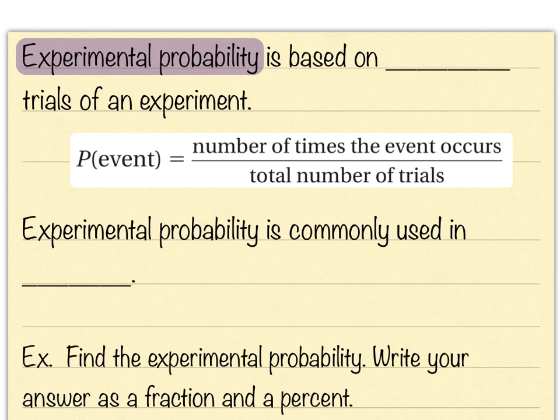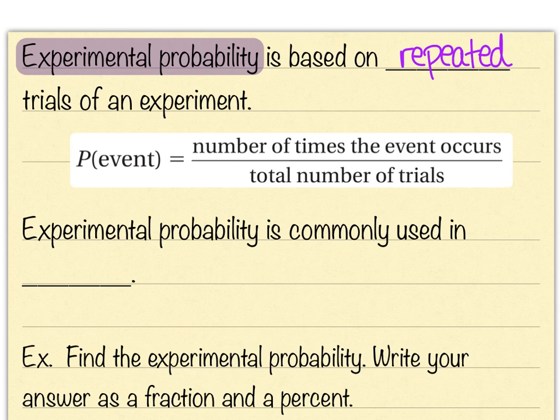Hey guys, this is section 10.3, experimental and theoretical probability. So two different types of probability that we're going to talk about today, but we're still going to use the same probability rules that we used last section. So experimental probability is based on repeated trials of an experiment. So just like last time, we can write probability as a fraction.